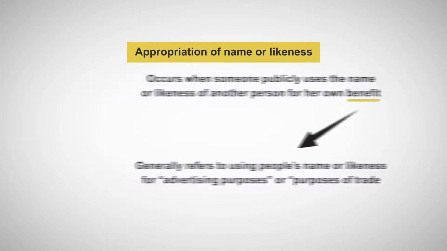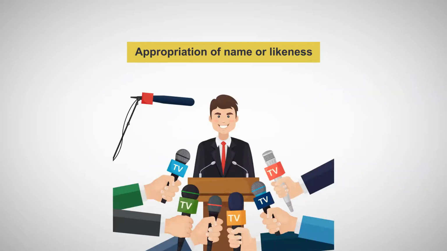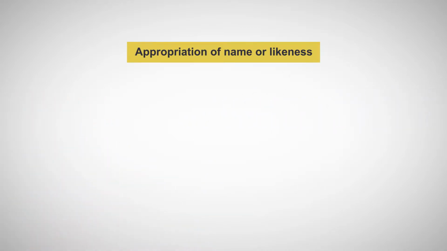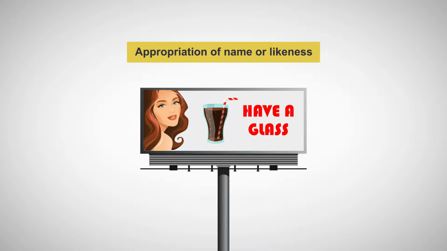The law views a person's public image as something which should remain under the person's control. A person may license the right to use her name or likeness, but unauthorized usage is considered an illegitimate appropriation. For example, the unauthorized use of a celebrity's picture on a billboard to advertise a commercial interest or product is misappropriation. However, appropriation actions are not limited to celebrities.